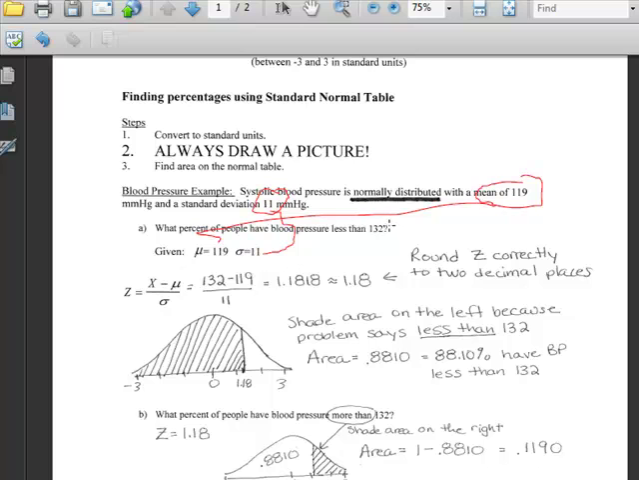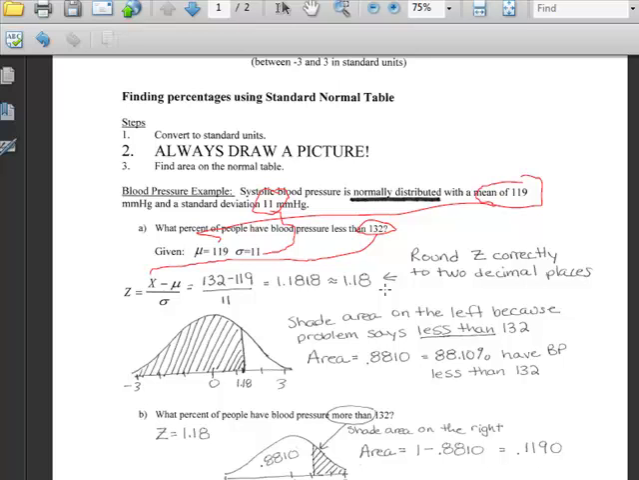132 is the value that we want to convert, so we're going to put that in for x. So we have 132 minus 119 divided by 11. Push that on your calculator and it's 1.1818. We're going to always round z to 2 decimal places because our table goes out to 2 decimal places, and it's very important that you round correctly.